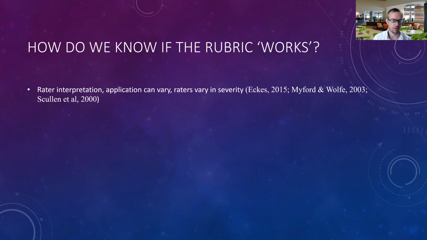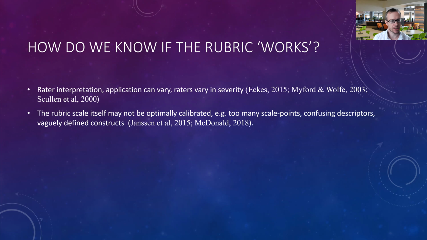So different raters may interpret the descriptors differently, and they may vary in how strictly or leniently they apply that rubric, the framework. The rubric itself may have some inherent problems and may not be optimally calibrated. Maybe it has too many scale points for the abilities you're assessing. Maybe the descriptors are confusing. Maybe they're conflated. Some of the constructs might be vaguely defined or mixed up together. So these can all lead to problems of application and therefore lead to inconsistent, unreliable scoring.